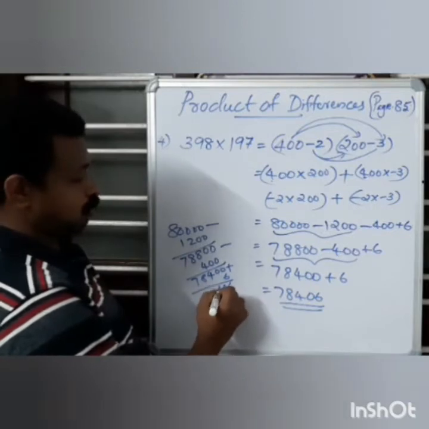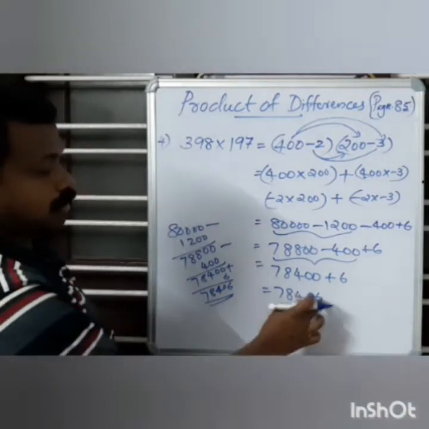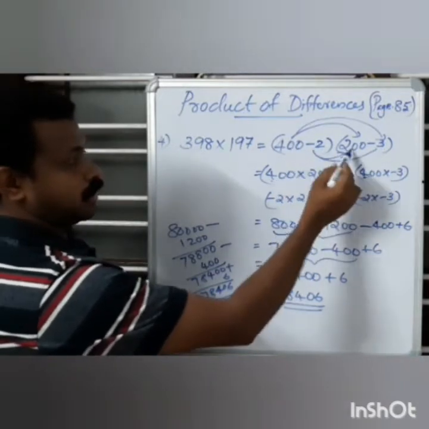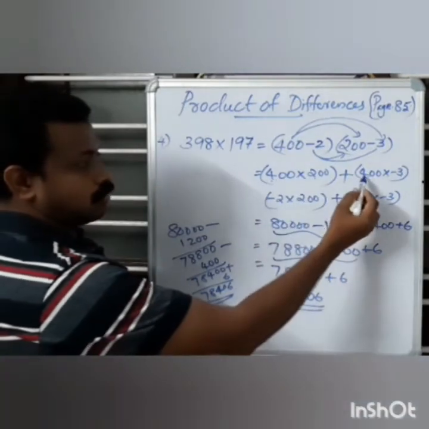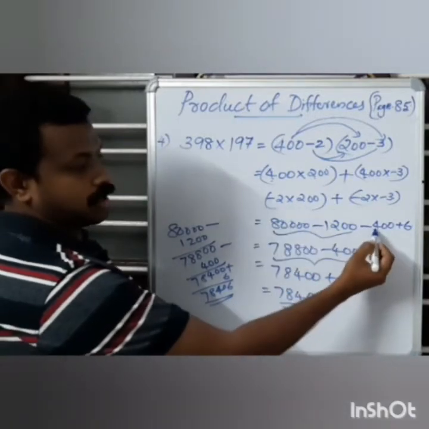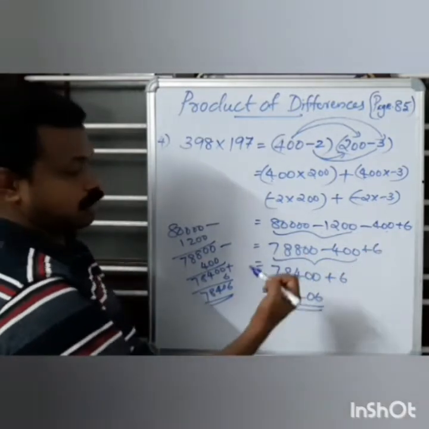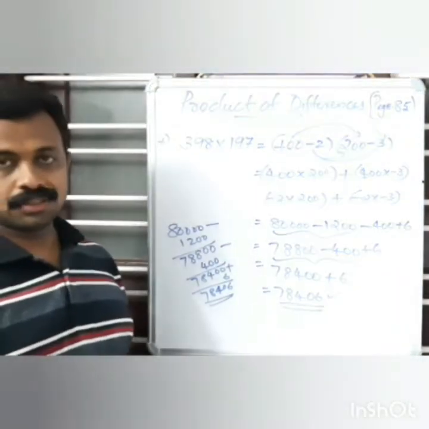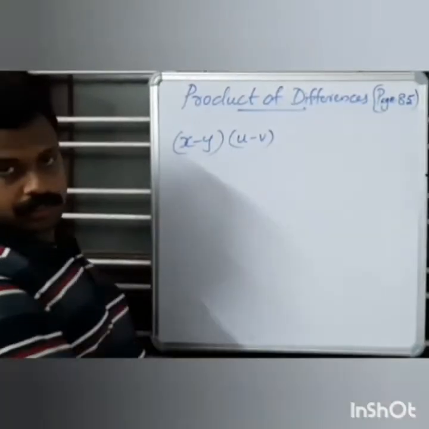So 78,406 we are getting. So 400 into 200, 400 into minus 3, minus 2 into 200, minus 2 into minus 3. This is 80,000. 400 into minus 3 is minus 1,200. Minus 2 into 200 is minus 400. Minus into minus is plus, so plus 6. Then you have to subtract. The answer you are getting is 78,406.